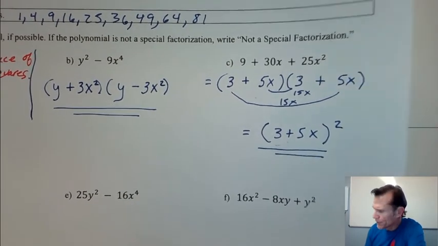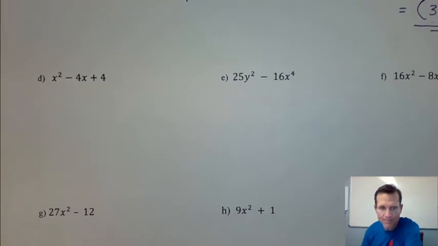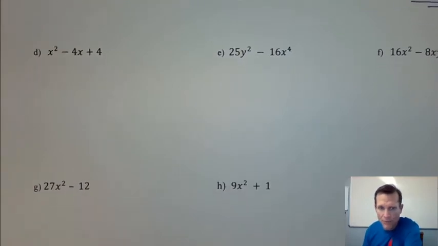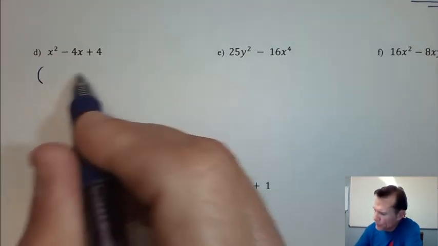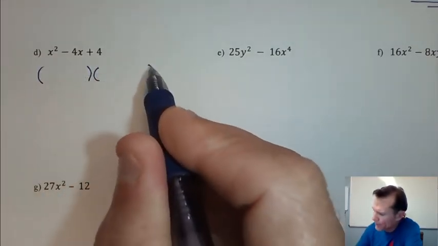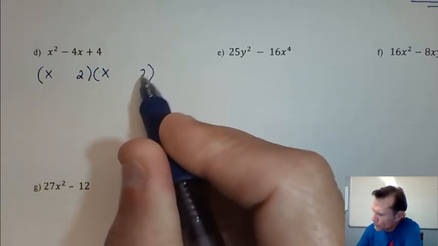Let's do a few more of these. Let's look at D. So we see 4. 4 is a special number. It's 2 times 2. So I'm going to try something here. I'm going to use x and 2 and 2.